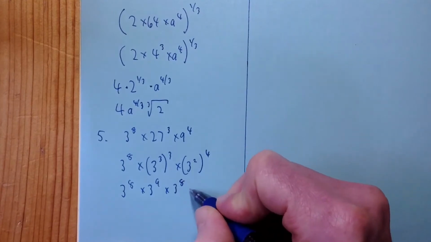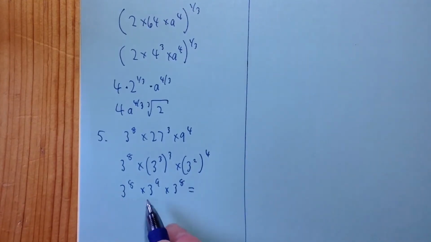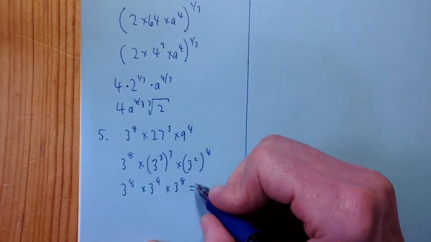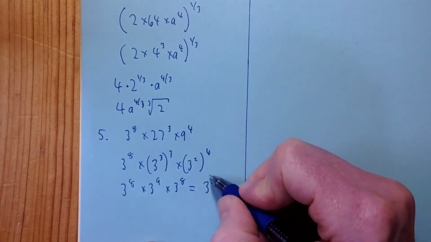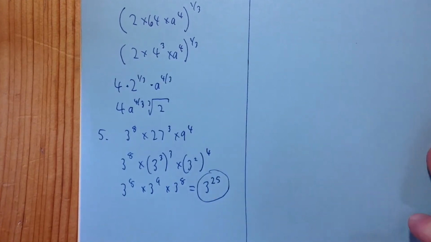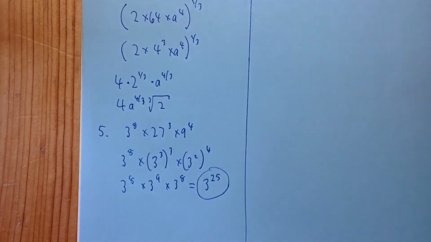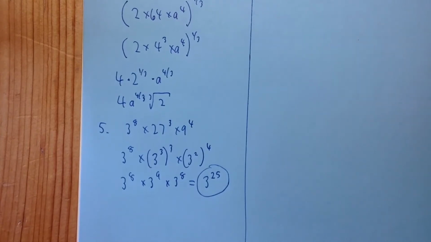And now, if we have the same base, we add powers. How many 3's do we have? 9 and 8, so that's 17... so 3 to the 25th. And that would be our answer. You could plug that into a calculator. It's probably going to be a really big number. Or just like I said, leave it as 3 to the power. Okay, last one on this side.